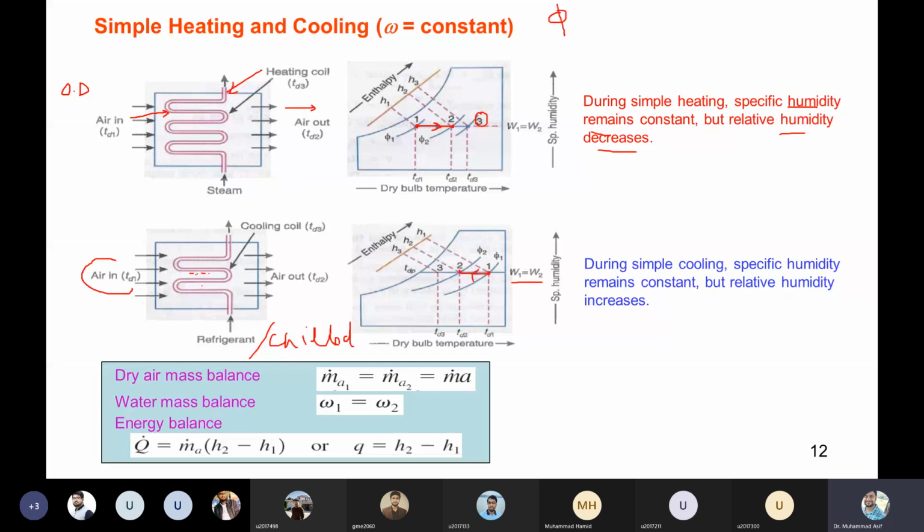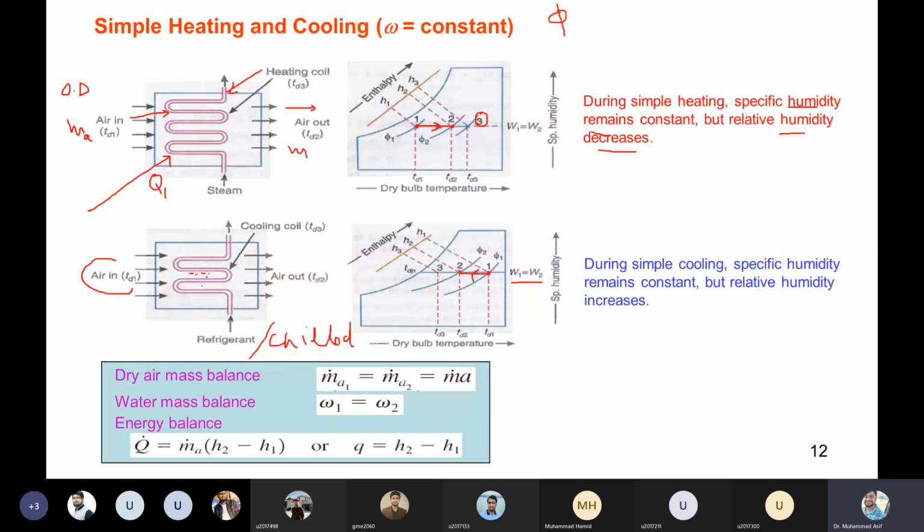If we look at the mass and energy balance, whether it is a heating process or a cooling process, whatever the mass of the dry air at condition 1, it remains the same. So the mass of the dry air is not changing. Similarly, omega, both in heating and cooling, is not changing. In the case of heating, we are adding heat. So the heat addition will be the difference of the enthalpy, that means H2 minus H1.